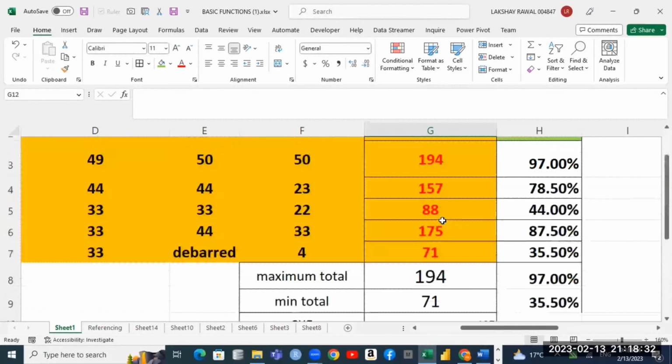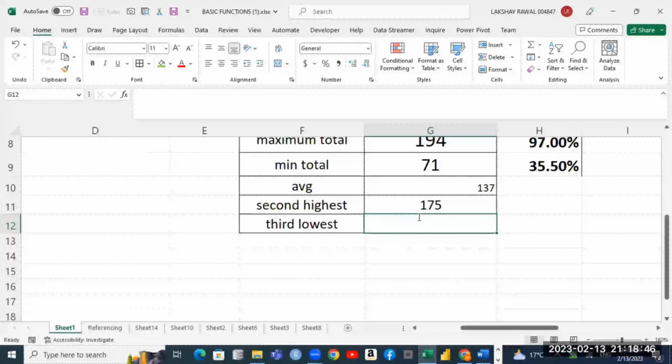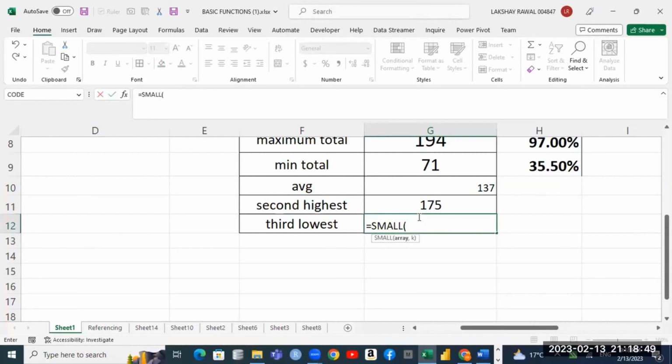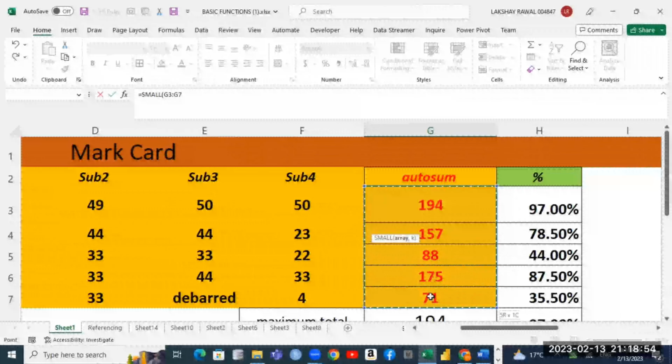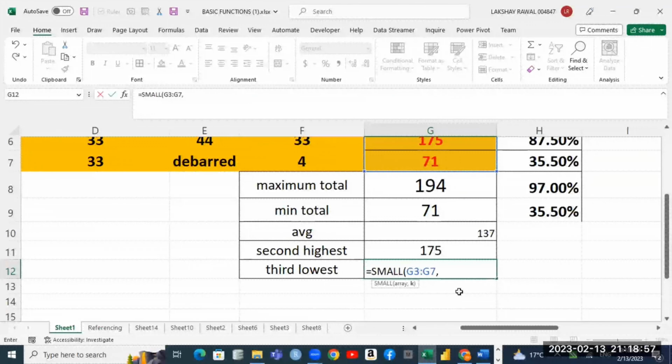So guess the third lowest. Which is the third lowest now? 157. The function is called Small. Now just select the array, comma. What should I type? Third lowest. K means third, not the cell address.